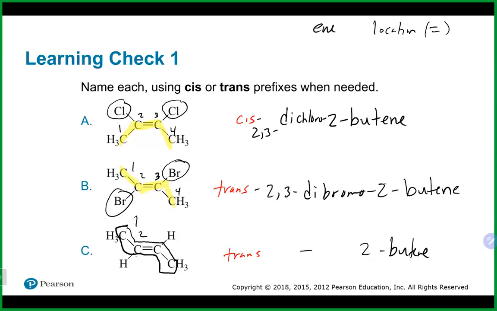Cis or trans isomers. So again, you need to make sure of a couple of things: that you have different groups on the same carbon, but you do obviously have a group that's in common on different carbons, in order for cis or trans to occur. Any questions on that there?